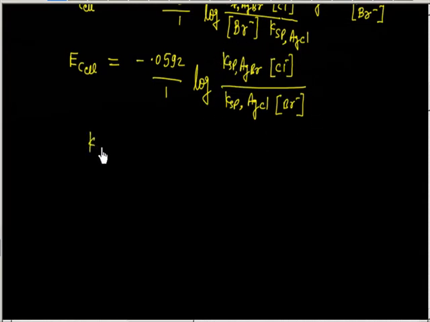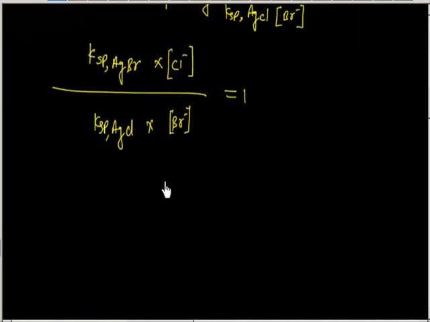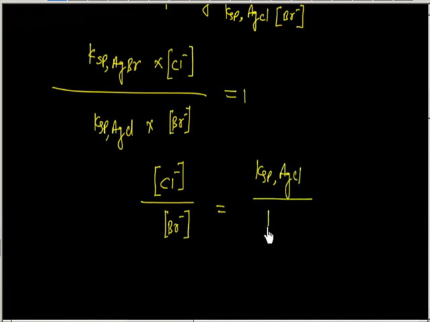So if I apply E cell equal to 0, I can write Ksp AgBr into Cl minus, divided by Ksp AgCl into Br minus. This has to be 1. Are you getting or not? I think all of you are getting it, because E cell is 0. Log has a 0 value only if this is 1. So now I know Cl minus divided by Br minus is simply Ksp AgCl divided by Ksp AgBr.